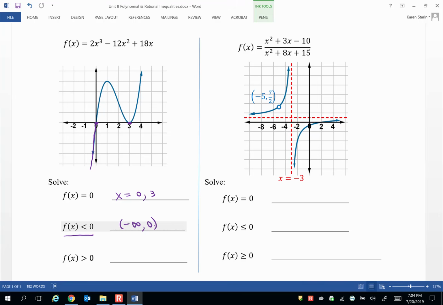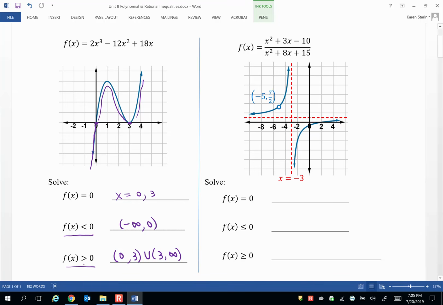Now f of x strictly greater than 0. Well, we're just looking for where the graph is above the x-axis. So we can see here that the graph is above the x-axis from 0, this is all positive here, until 3, that's where it equals 0, and then to the right of 3, it's still above 0. So in interval notation, it's 0 to 3 union 3 to infinity, excluding 3 because we have strictly greater than 0. All of those with parentheses for different reasons: infinity because we always use the parenthesis, but 0 and 3 because we have a strictly greater than symbol.